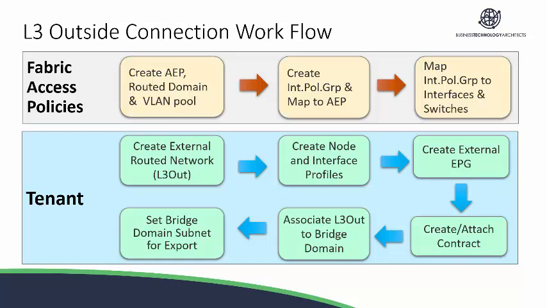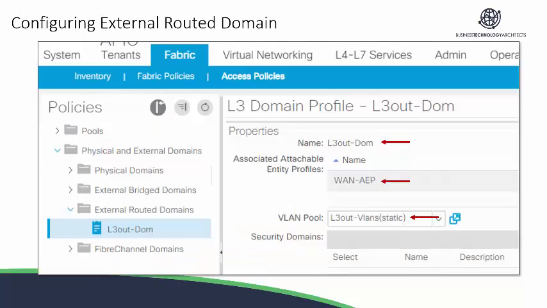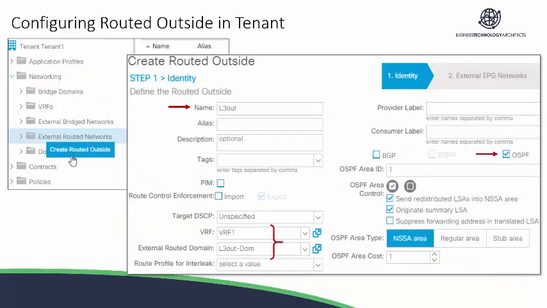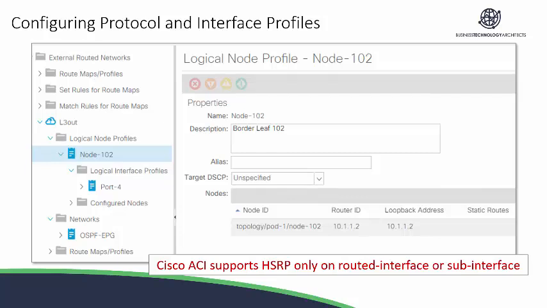Here's your layer 3 outside connection workflow. Again, policy model: create AEP, routed domain and VLAN pool, create interface policy group and map to AEP, map interface policy group to interfaces and switches, and then under tenant, create the external routed network, create the node and interface profiles, create the EPG, create and attach a contract, associate layer 3 out to bridge domain, and set bridge domain subnet for export. And you can actually view these right here and right here.